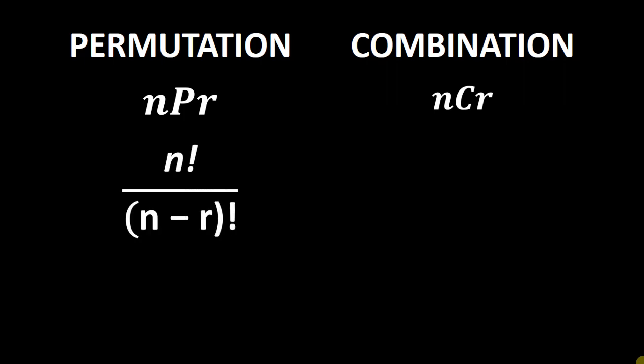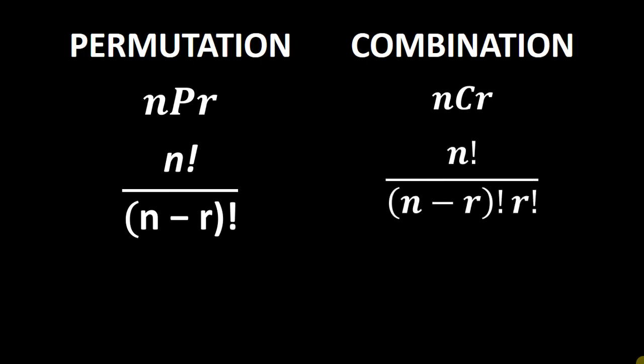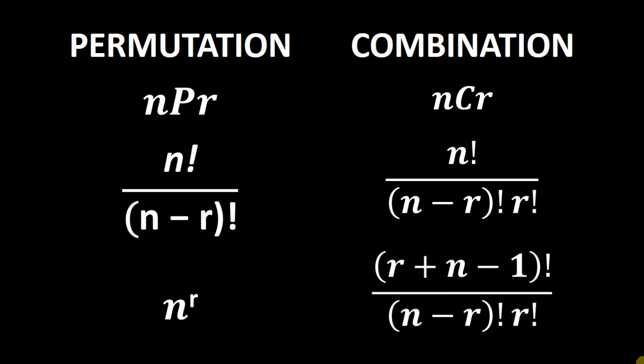Ano pa bang pagkakaiba ng permutation at combination? Sa permutation, yung notation niya is nPr. Sa combination, ang notation niya is nCr. Okay, sa permutation, may P. Sa combination, may C. Ang formula sa permutation without repetition, that is n factorial over n minus r factorial. Sa combination, that is n factorial over n minus r factorial, r factorial. Okay, sa permutation, ang formula kapag repetition is allowed, that is n raised to r. Sa combination, that is the quantity of r plus n minus 1 factorial over n minus r factorial, r factorial.